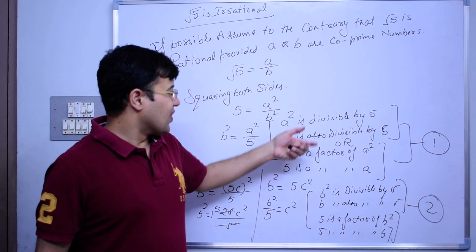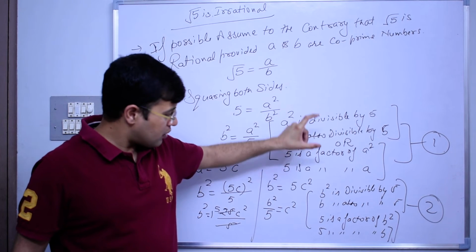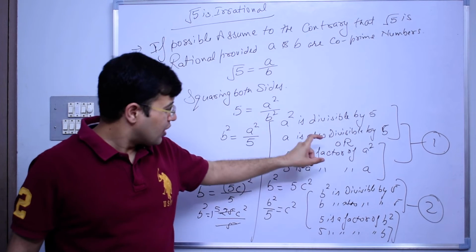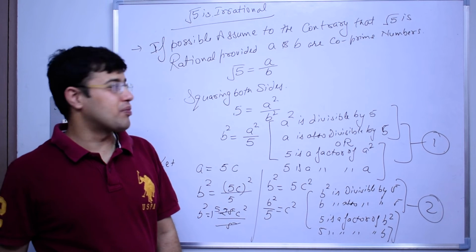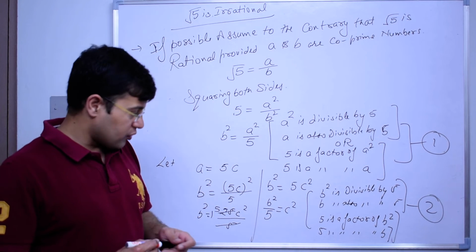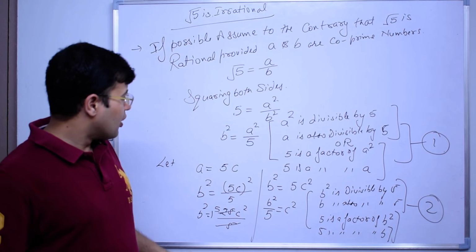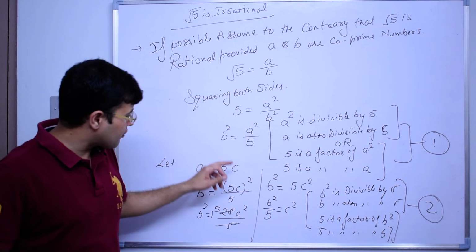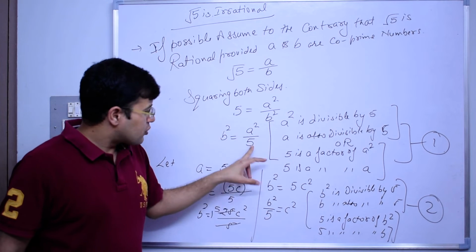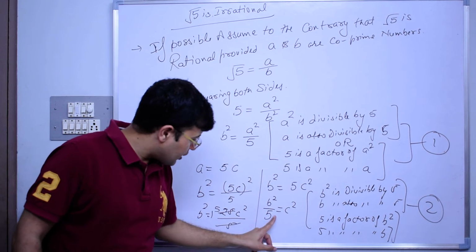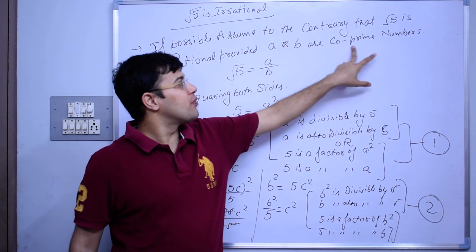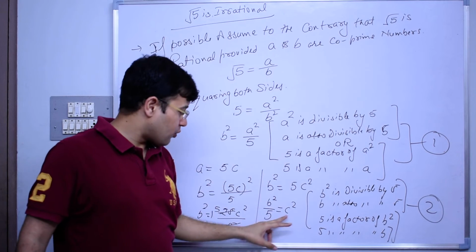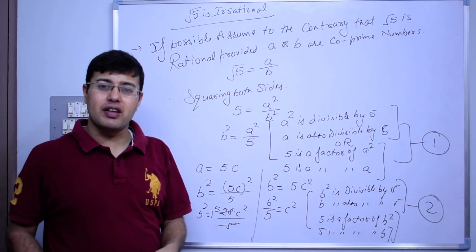Again, if you are using divisible in part 1, you must use divisible in part 2. If you are taking factors in part 1, then you must stick to the equation that is factors in part 2. Now let's see how this will go up. This is 1, this is 2. Now you would see that in both the cases a is also divisible by 5 and b is also divisible by 5. So co-prime means they could not have any common factors other than 1. But now they both are divisible by a common factor, that is 5.